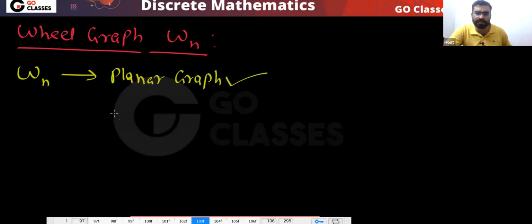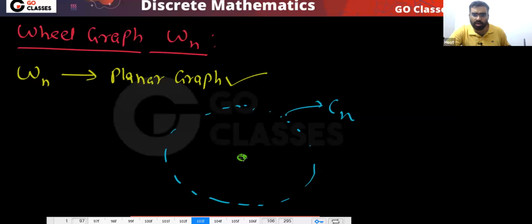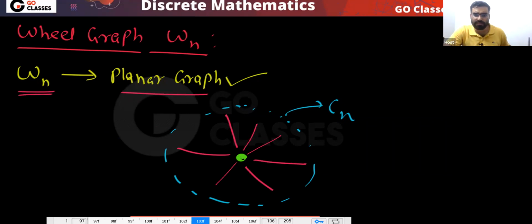Why? Very simple, just think about it. You have Cn. This is your Cn, there is no edge crossing. And this is your middle vertex, and again there is no edge crossing. We don't have any edge crossing. So every wheel graph is a planar graph.